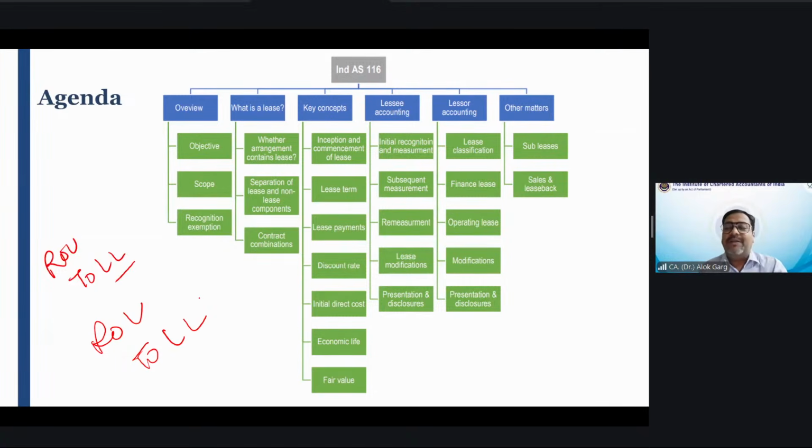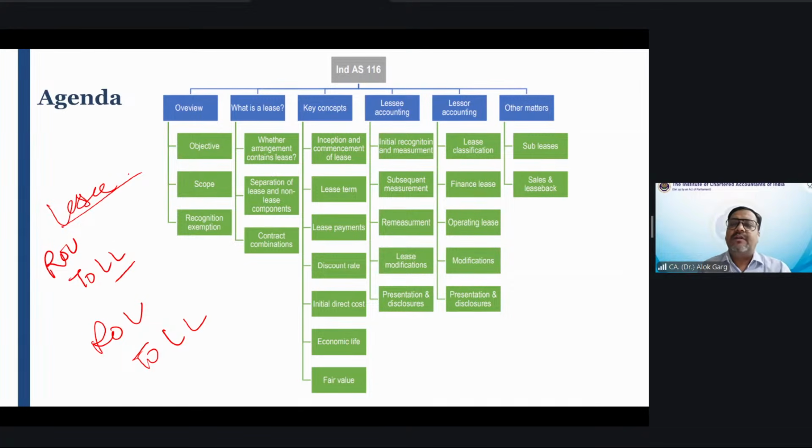So it doesn't matter whether it is an operating lease or a finance lease according to the old structure; in Ind AS 116 the accounting is the same. From the lessee perspective, the accounting is right of use asset to lease liability. One thing is very clear: this standard has eliminated the concept of operating lease and finance lease in the books of lessee. In the books of lessor it still exists; for lessor accounting, the classification of operating lease and finance lease still exists, but from the lessee perspective it has been eliminated.